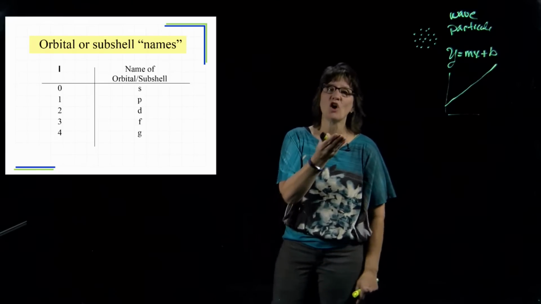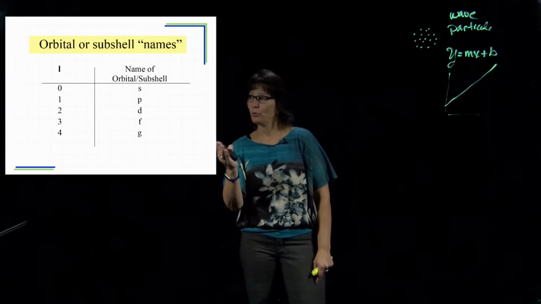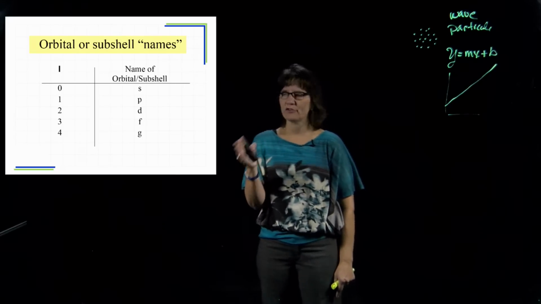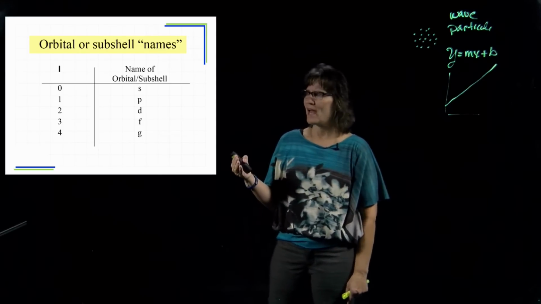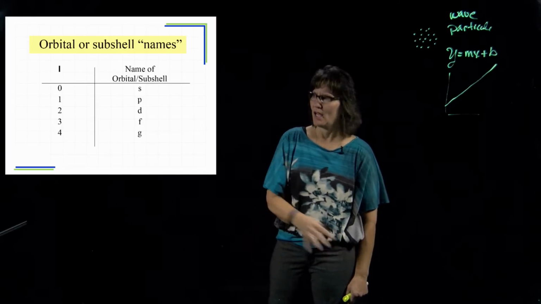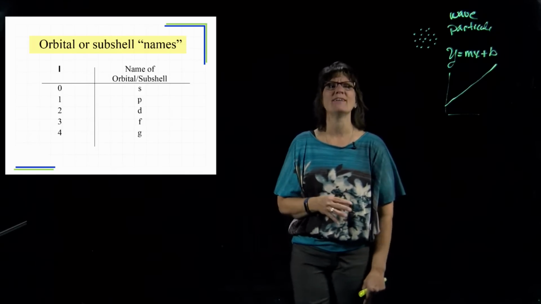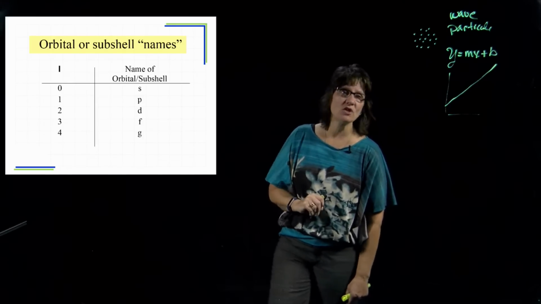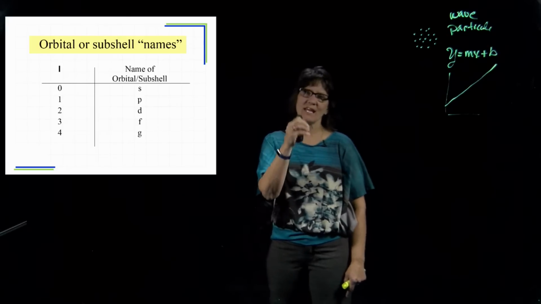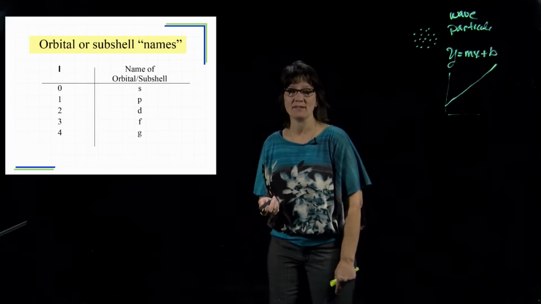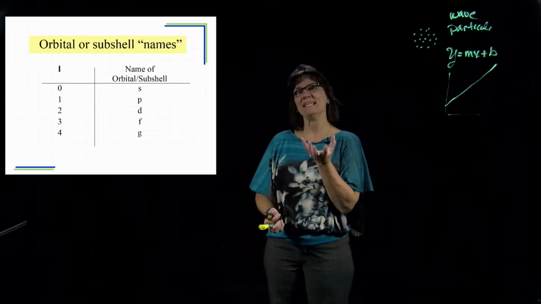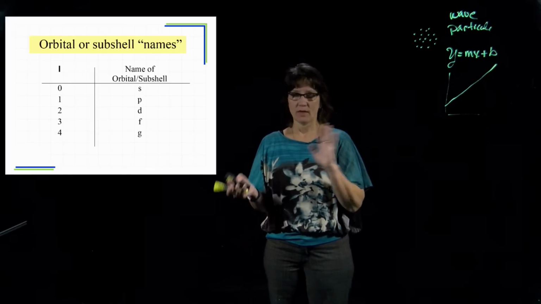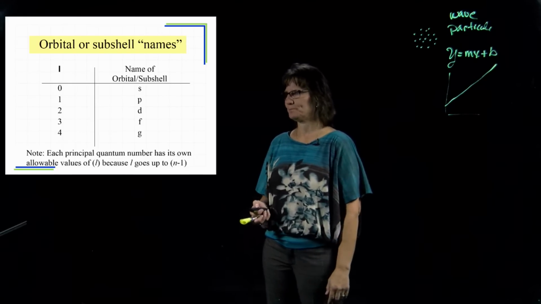When L is 0, it's called an S subshell. When L is 1, it's a P subshell. When L is 2, it's a D. When L is 3, it's an F. And then after that, it's alphabetical order, G, H, I, J, K. You probably will never have to name something beyond an F. You've heard of F orbitals, F subshells. Now, not only are subshells named by these names, the orbitals that are contained within those subshells are also named by these names. So you can talk about a D subshell and you can talk about a D orbital. All right, so that the same language is used for both.